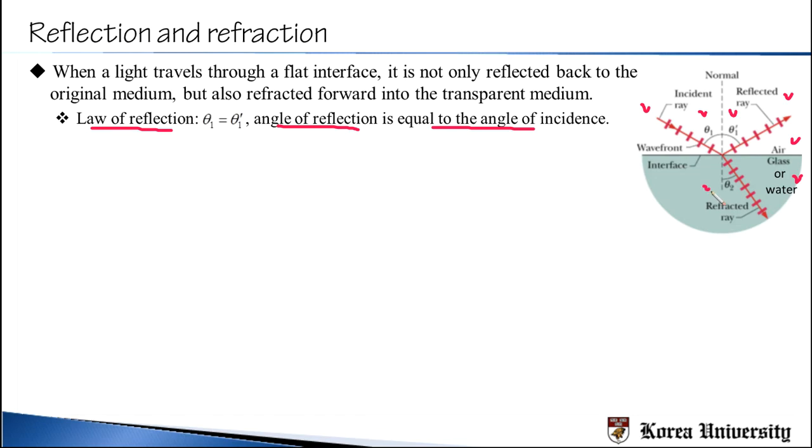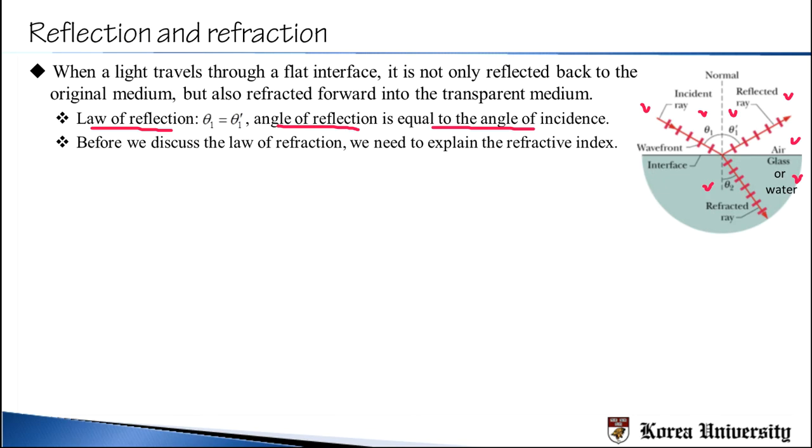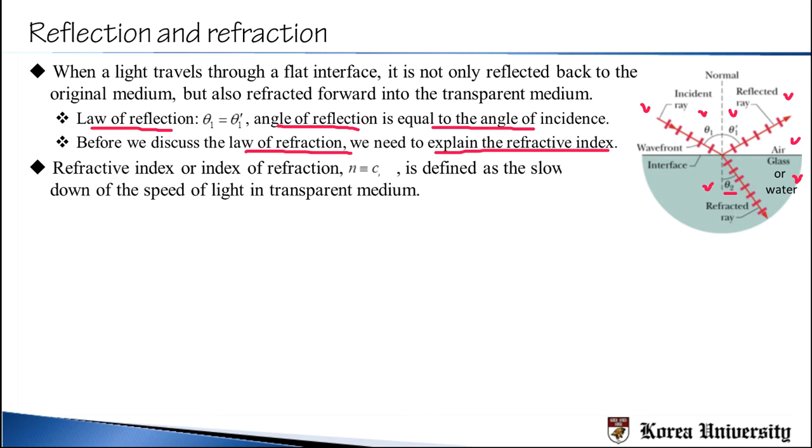Okay, then how about the second law, the law of refraction? This is about the angle of refraction for the beam going into the water. But in order to explain this law of refraction, we actually have to explain the refractive index first. We didn't explain what this refractive index is, right? Okay, so let's do that. This refractive index, or the index of refraction, is defined like this. So this n is the index of refraction, and c is the speed of the light in vacuum, and v will be the speed of the light in this particular medium.